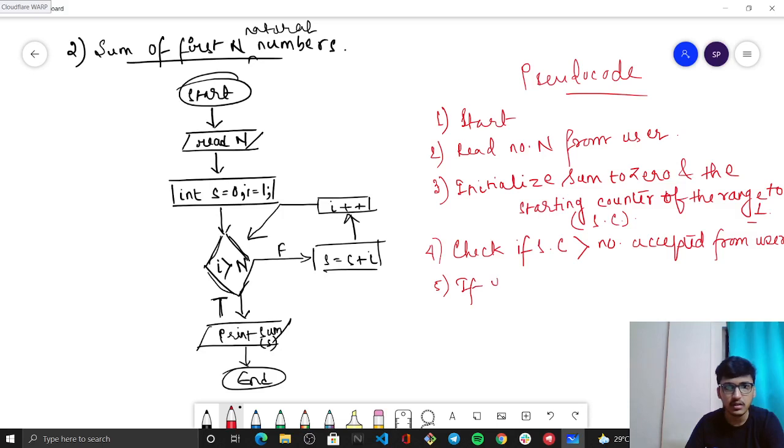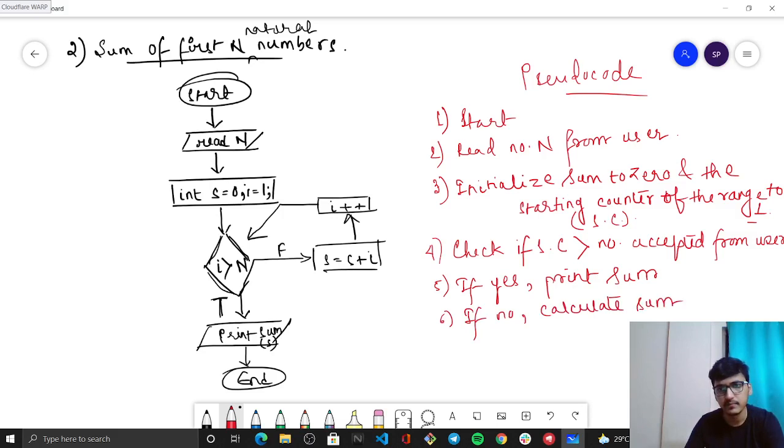If yes, print the sum. If no, calculate the sum. Increment the starting counter by 1. Increment this starting counter by 1.